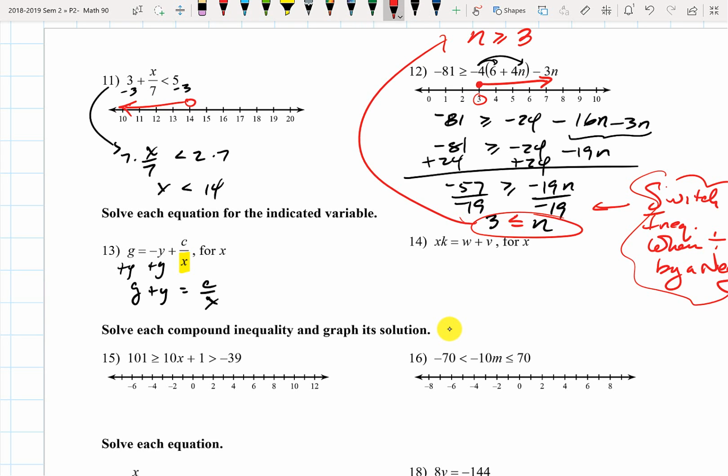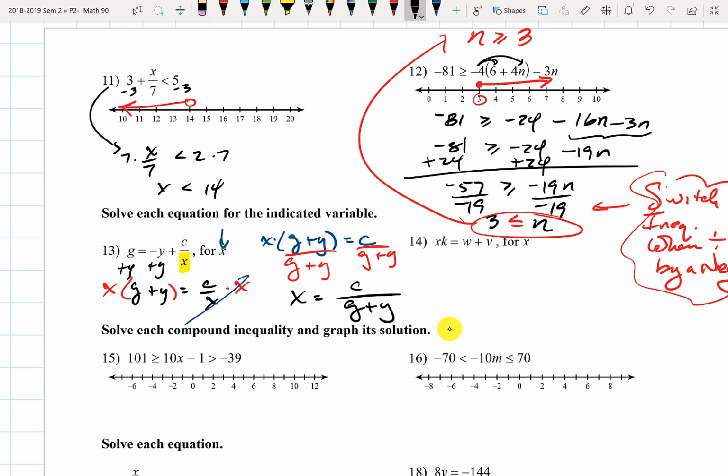Okay, and I don't want the variable in the denominator, so I'm going to multiply both sides by the denominator to clear the fractions. And so what I get is x times g plus y is equal to c. Now I'm trying to solve for x, and x is being multiplied by g plus y. So all we do is divide both sides by g plus y, and I'm done. So x is equal to c divided by g plus y. These quantities cancel to 1. Anything divided by itself is 1.